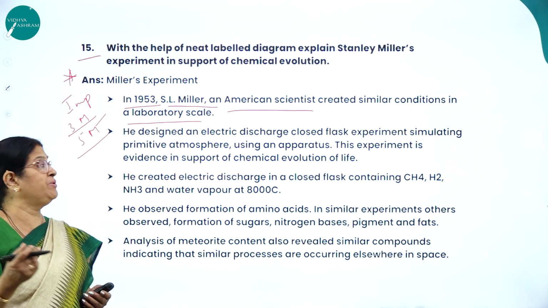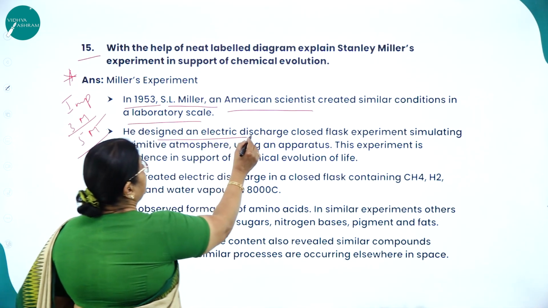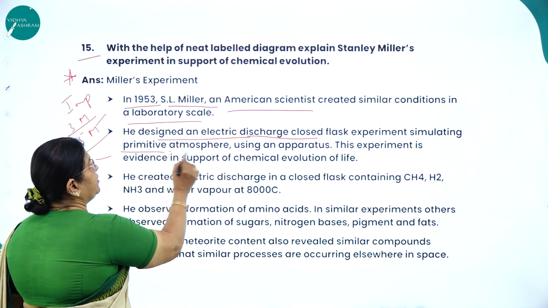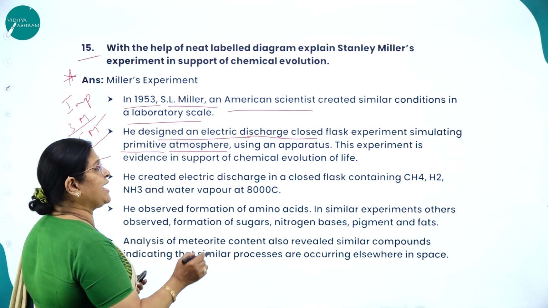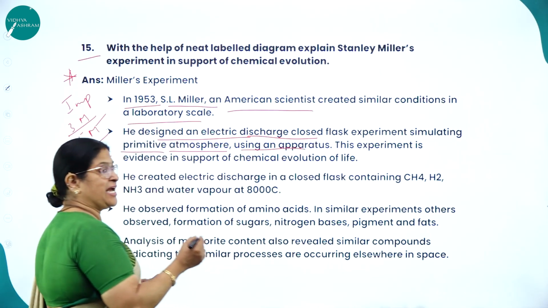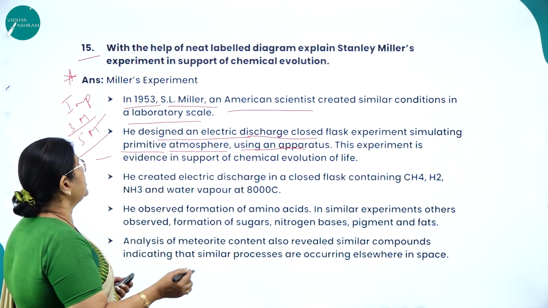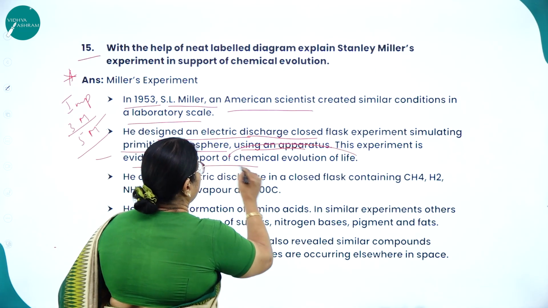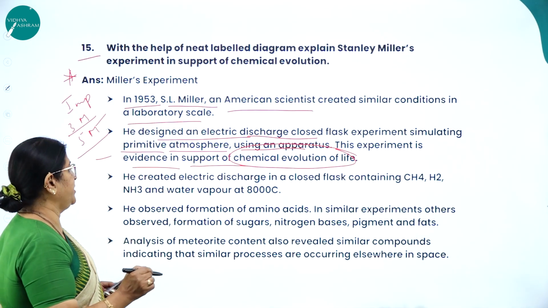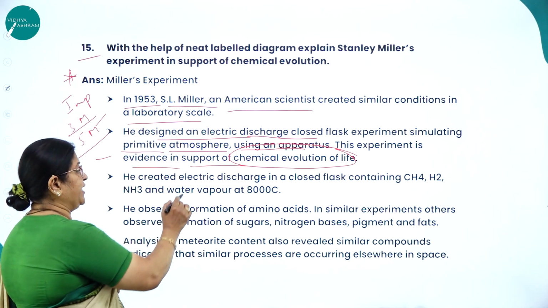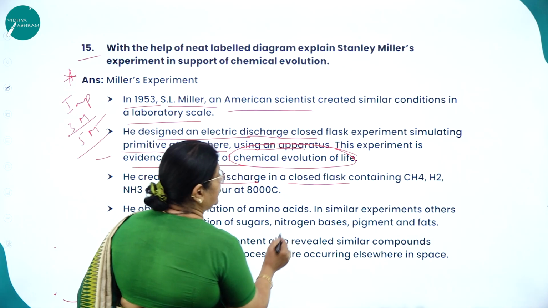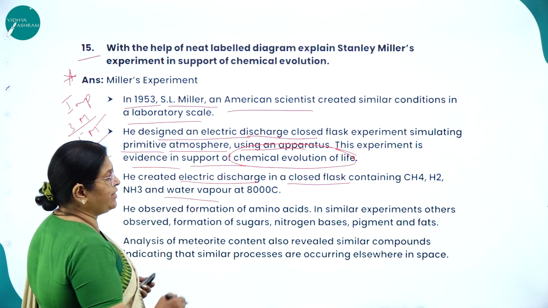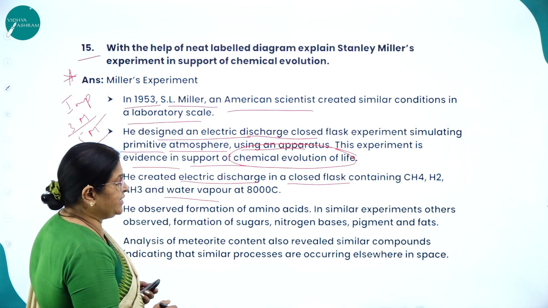It is almost like a simulation. So he designed an electric discharge closed flask experiment simulating primitive atmosphere using an apparatus. Hence it is called Stanley Miller's apparatus also. This experiment is evidence in support of what theory? Chemical evolution. Very, very important. He created electric discharge in a closed flask containing methane, ammonia and water vapor at 800 degrees centigrade.